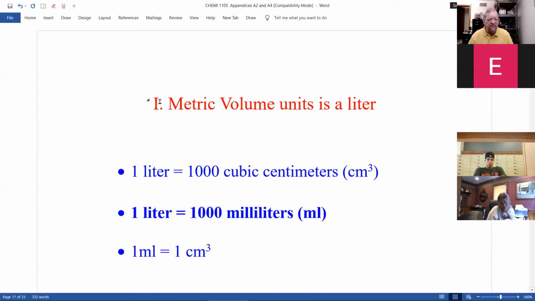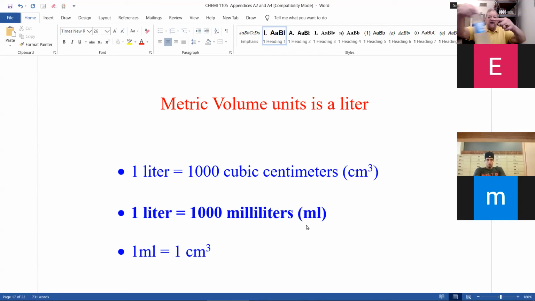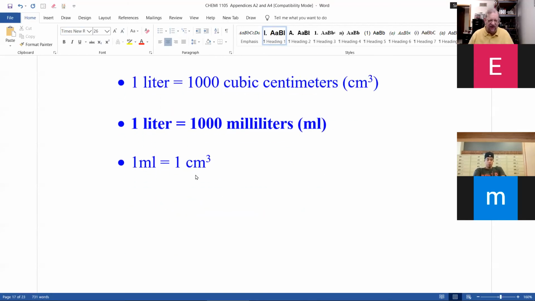The metric unit for volume is the liter. 1 liter equals 1,000 cubic centimeters, abbreviated CM superscript 3. If you look at medical syringes, most have that CM3 on it. Now, 1 liter equals 1,000 milliliters. If you look at things like a water bottle, you'll see this one, when full, has 700 milliliters. And again, 1 milliliter is equal to 1 cubic centimeter.